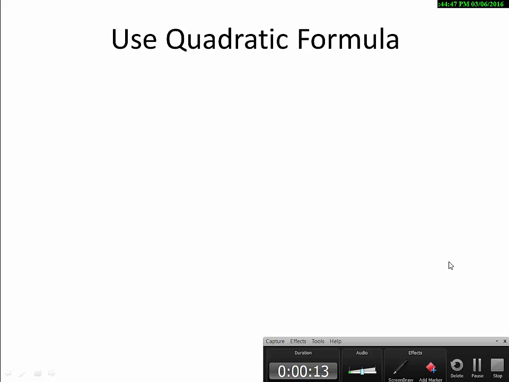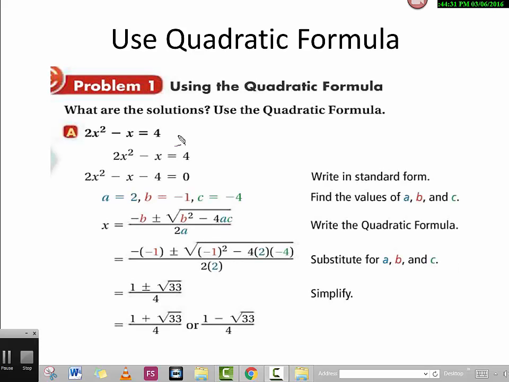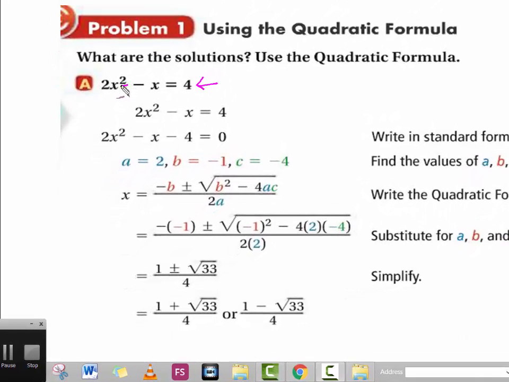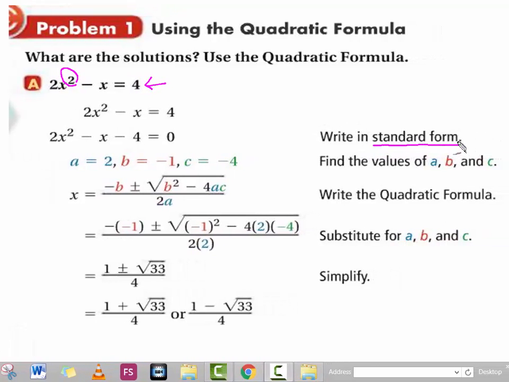Now let me give you an example. What are the solutions of this quadratic equation? The reason we know it's a quadratic is because the biggest power of the whole equation is 2. The first step is to rewrite the whole equation in standard form so that we can identify the values of the coefficients a and b and the constant c. Let me show you. All we need to do is subtract 4 on both sides, then you end up getting an equation like this.